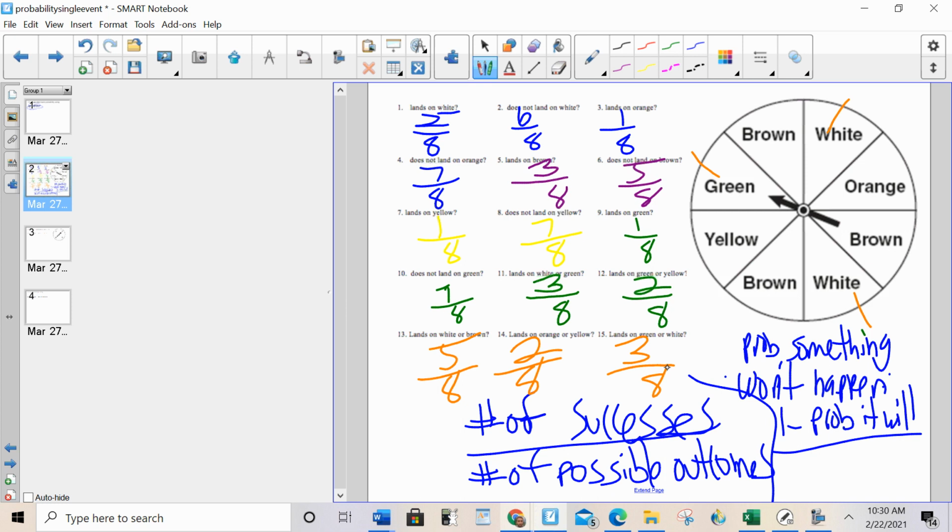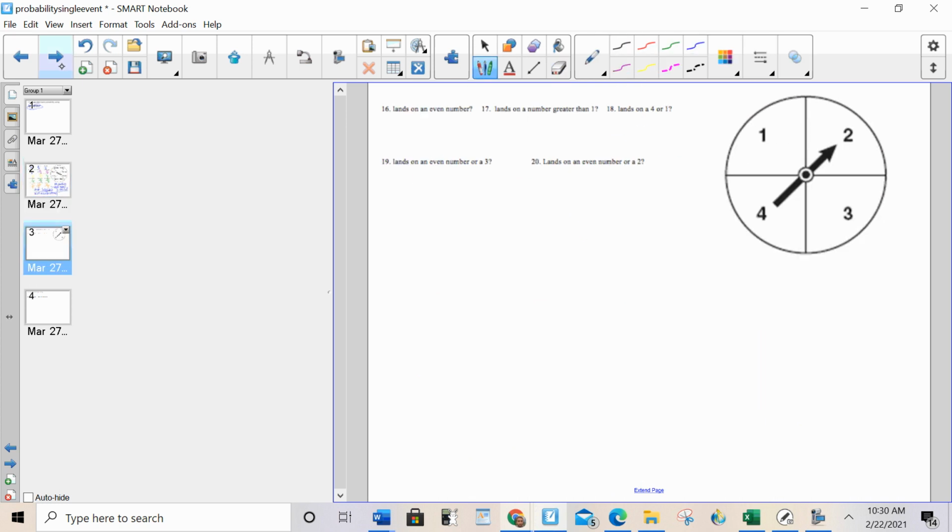So, basic probability, the total number of successes over the total number of possible outcomes. If it's a spinner, your denominator is always the total number of sectors it can land on, and the top is how many satisfy what it's asking for. So number 16 through 20 is pretty much the same thing. Why don't you try 16 through 20 on your own right now? So please pause, complete 16 through 20, and then we'll go over it.